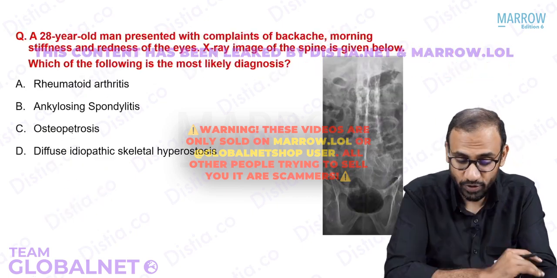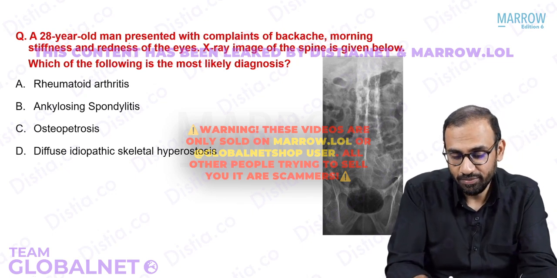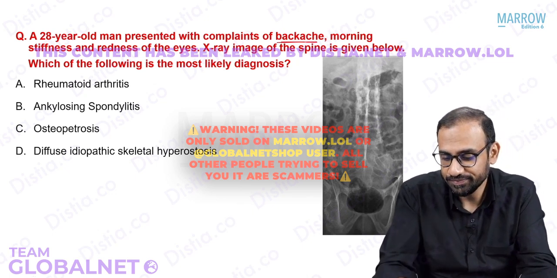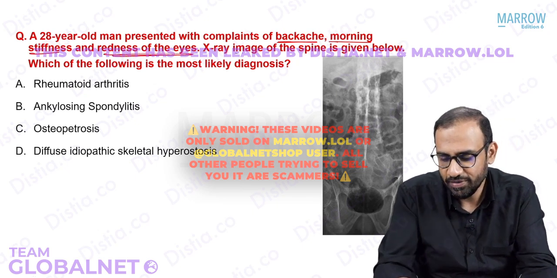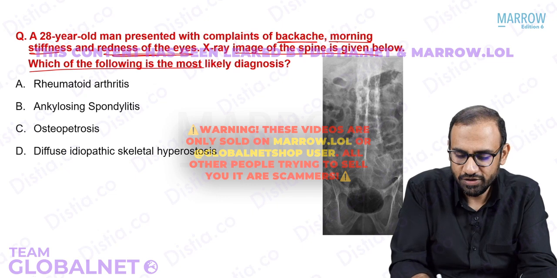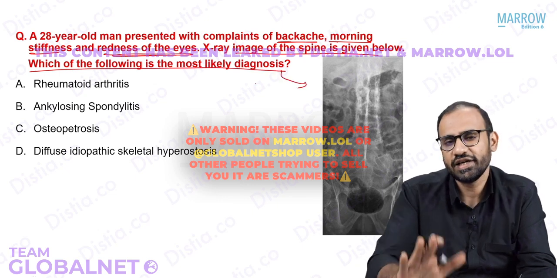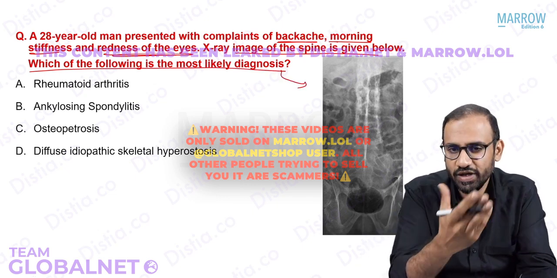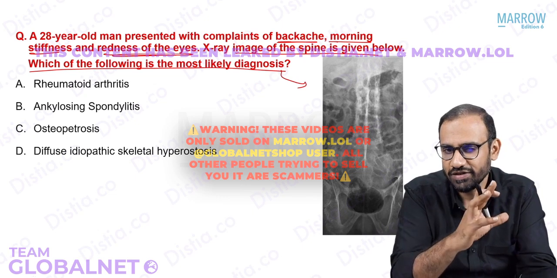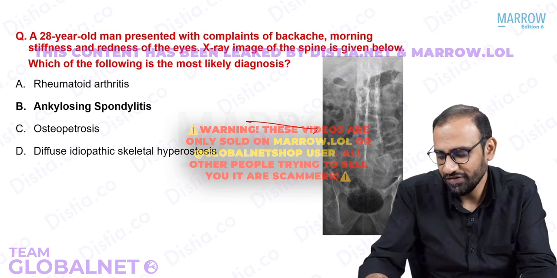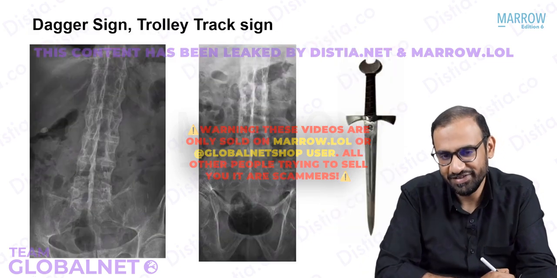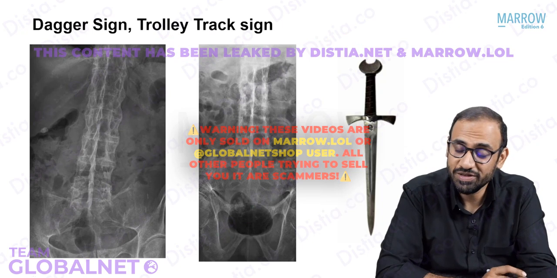Okay. Now, the recent question was a 28-year-old man presented with complaints of backache, morning stiffness and redness of the eyes. X-ray image of the spine is given below. Which of the following is the most likely diagnosis? Without looking at the X-ray, can you make the diagnosis here? Yes, you can. Back pain, early morning stiffness, what do you think? It's ankylosing spondylitis. The diagnosis is very helpful with the help of the dagger sign that is visible on X-ray. So please remember this for your exam.